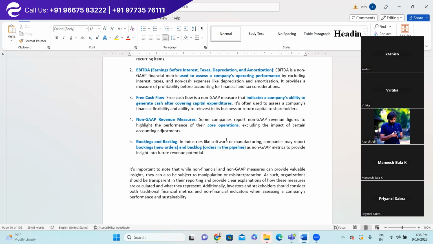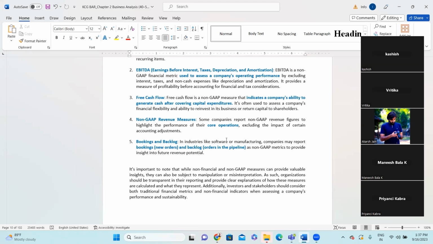How much cash is being freely available to you, right? So that is called free cash flow. Free cash flow is a non-GAAP measure again that indicates the company's ability to generate the cash after covering capital expenditure. Capital expenditure are property, plant, equipments, or intangible assets, right? It is often used to assess the company's financial flexibility and ability to reinvest in its business or return the capital to the shareholder. What is free cash flow? That is unrestricted cash, basically. Make sense?